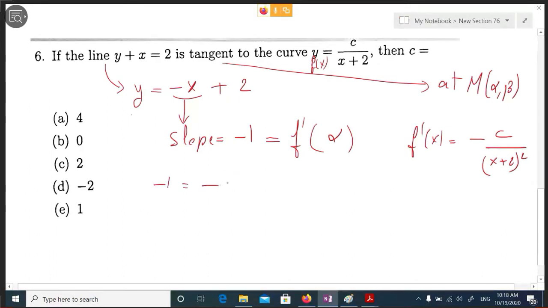minus c over. Sir, I have a question. What is it? How did you know, without using the whole quotient rule, that it is equal to negative c over x plus 2 squared? No, I used the quotient rule. Look, the quotient rule.